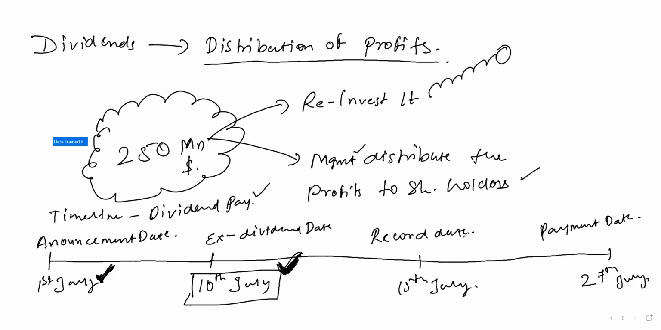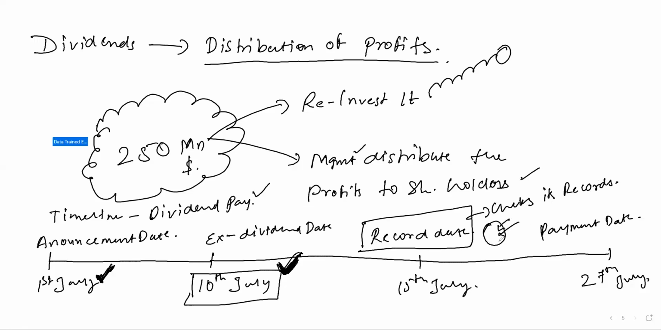On the record date, the company checks its records, makes a list with the information of the people who are its shareholders, and makes the preparation to distribute the dividends to their respective accounts. And on the payment date, the dividends are credited to the accounts of investors.